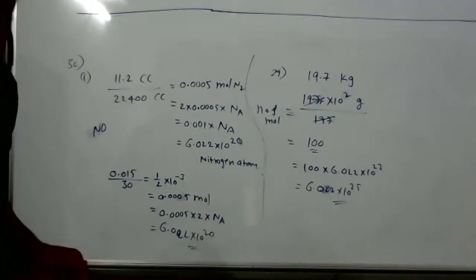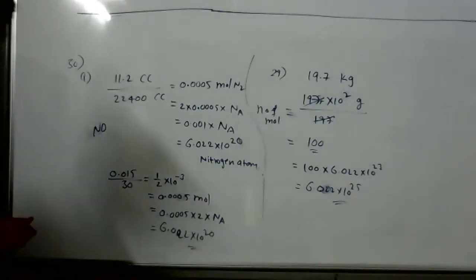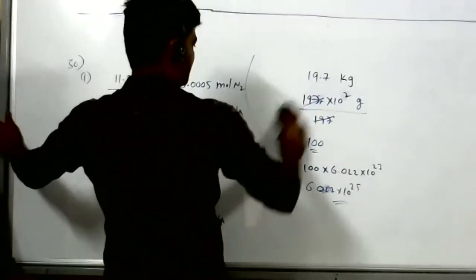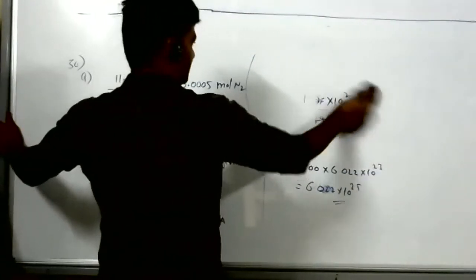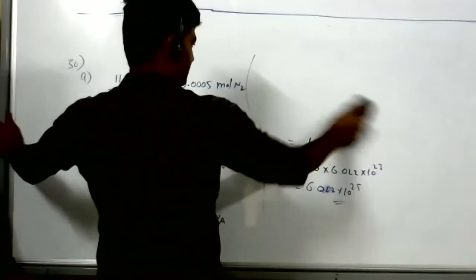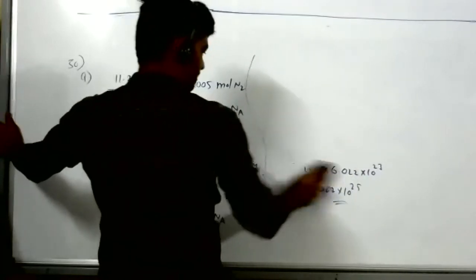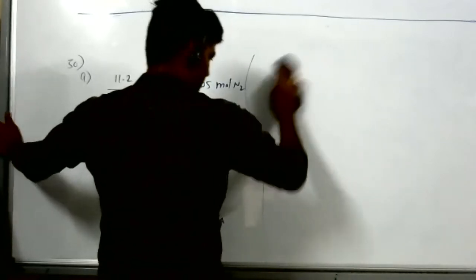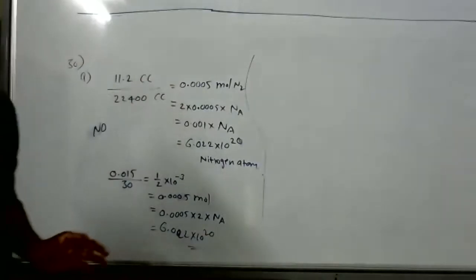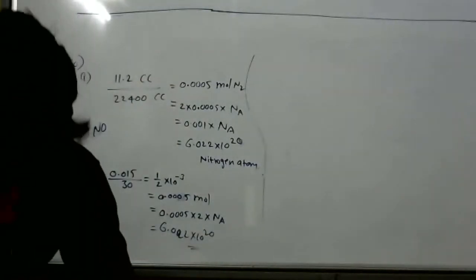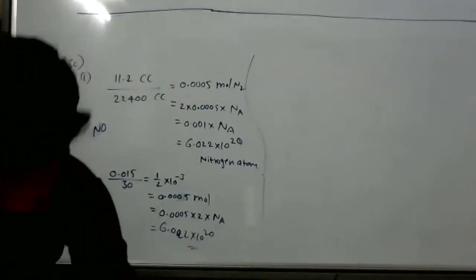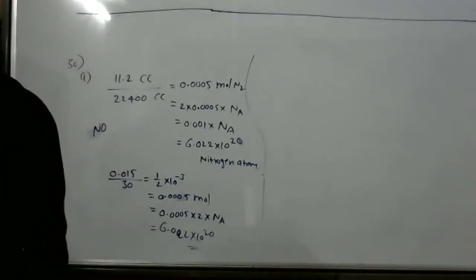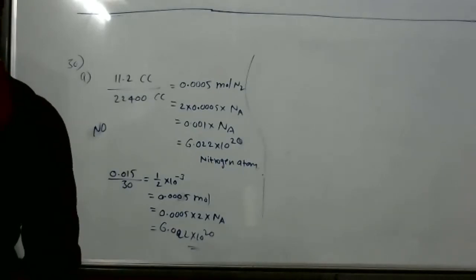Read the question, Anavadya. Read question number 31. The molecular weight of air will be, in brackets, the components of air given: N2 is 78%, O2 21%, Ar 0.9%, and CO2 0.1%.